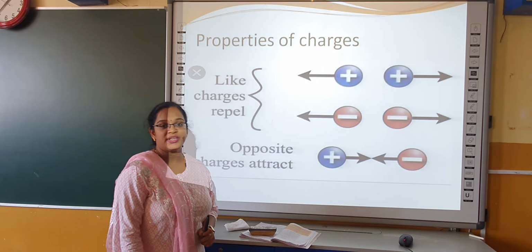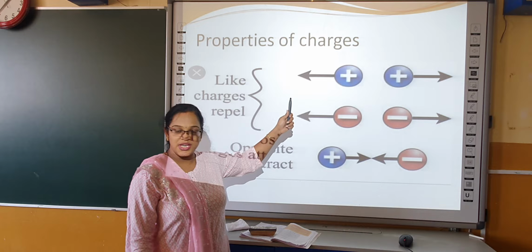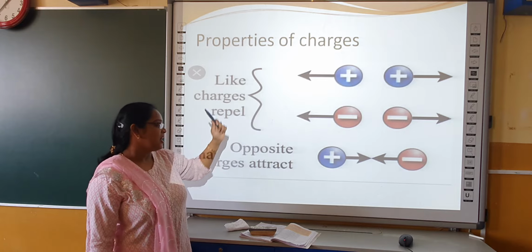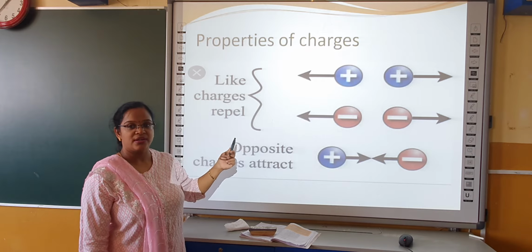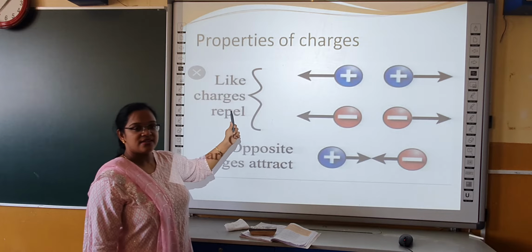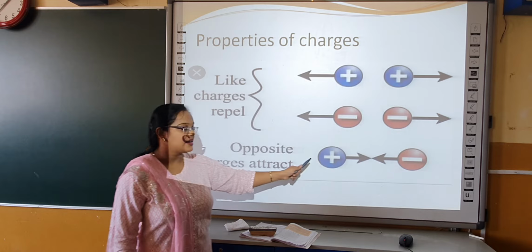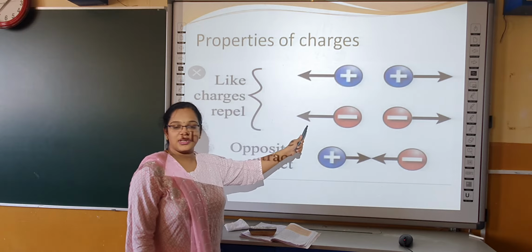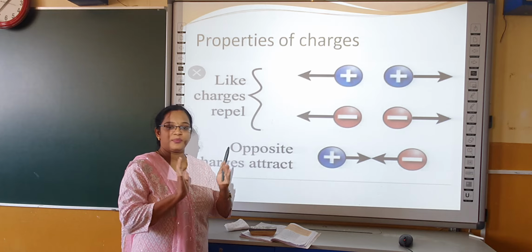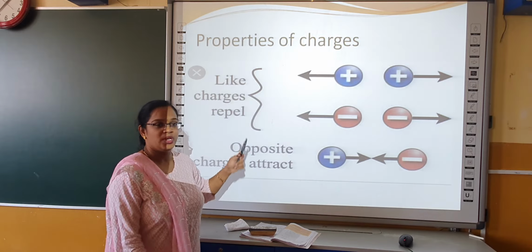So what are the properties of charges? There are two types of charges. Positively charged particles are called protons and negatively charged particles are called electrons. The properties of charges are: like charges repel each other and unlike charges attract each other. You have studied the properties of magnets: like poles repel each other, unlike poles attract each other. The same properties apply to charges.